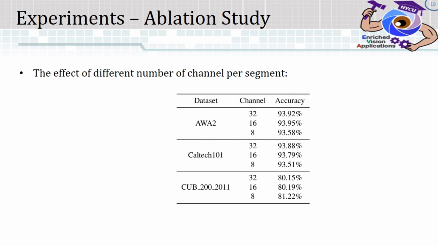We also show the effect of channel sizes. Results show similar performance with different sizes of the channels on the coarse-grained datasets, such as AWA2 and Caltech 101, while fewer channels benefit the fine-grained dataset CUB.